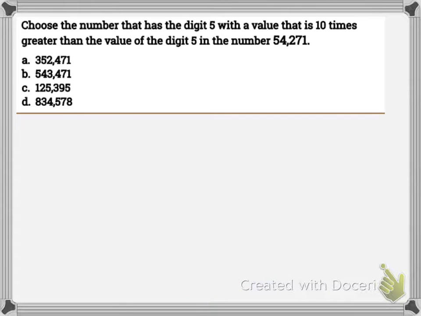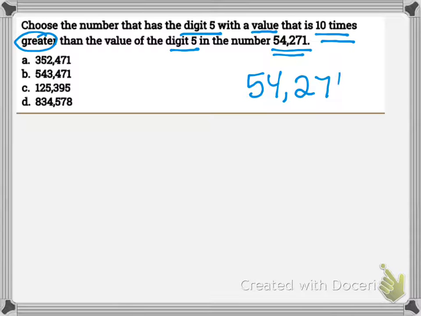Okay, here's another type of question that's still talking about place value, and that we can increase by tens and then divide by tens depending on which way we're moving. Okay, so let's read the question. Choose the number that has the digit 5 with a value that is 10 times greater than the value of the digit 5 in this number. So we have 54,271.